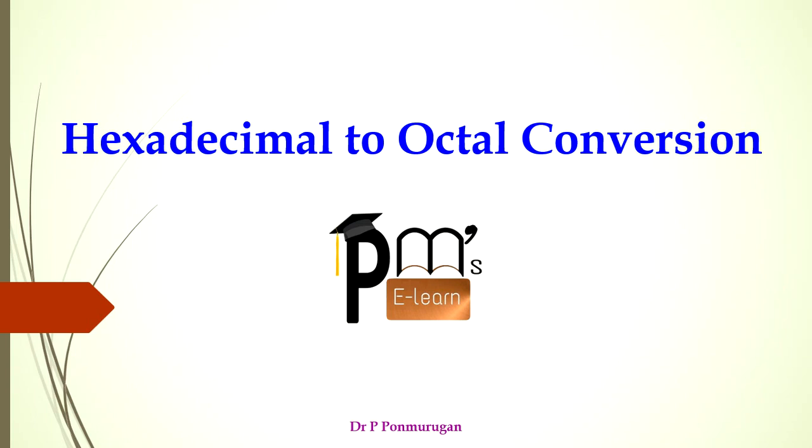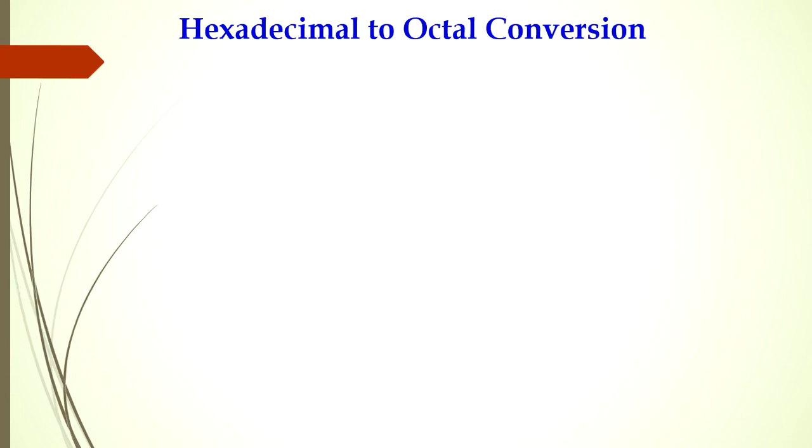Hello everyone. In this video we are going to see the process of converting a hexadecimal number to its equivalent octal number. So the process is very simple. First we have to convert the given hexadecimal number to a binary number, and then we have to convert that binary number to its octal equivalent.